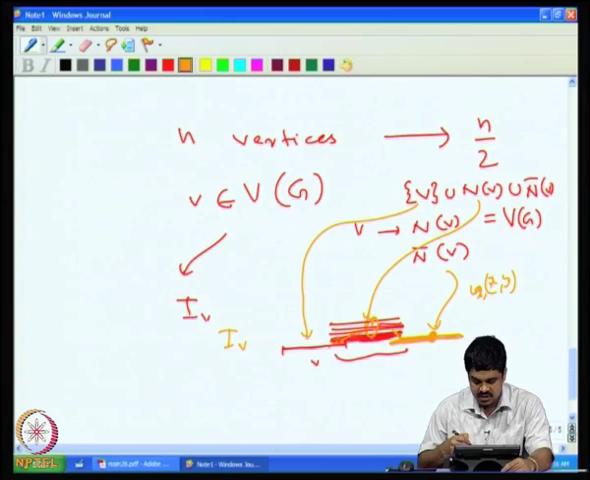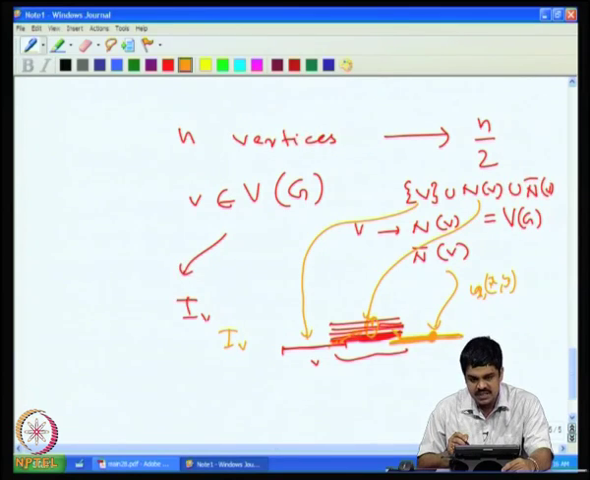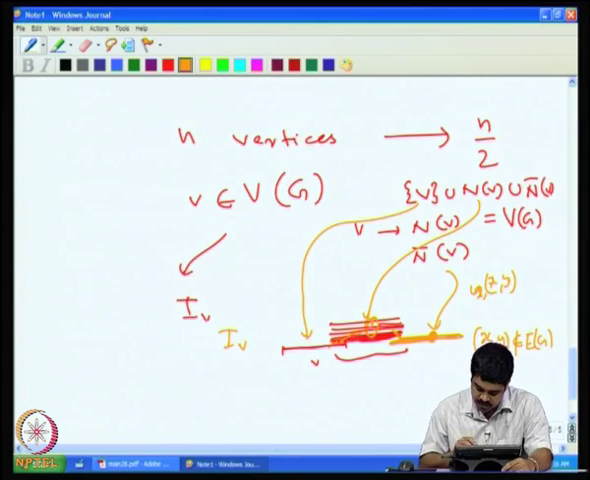So, when you take the intersection, we may get a superset. Is it possible that some edges which are not present in G may still remain in the intersection? Suppose such an edge x y, which is not present in E of G, is present in the intersection.